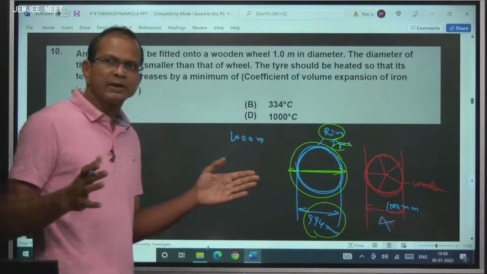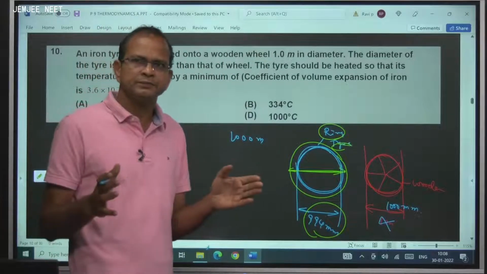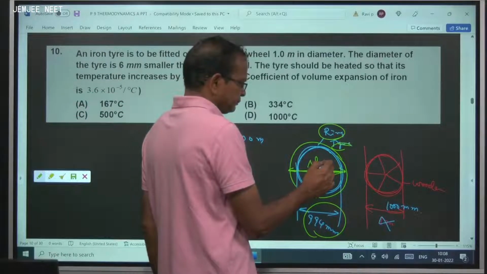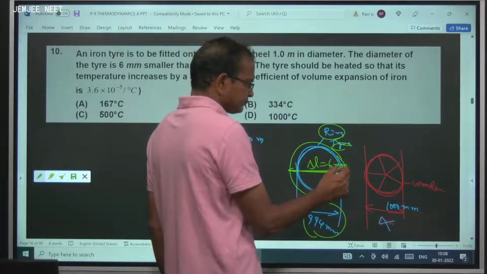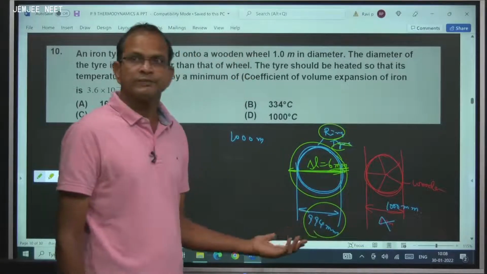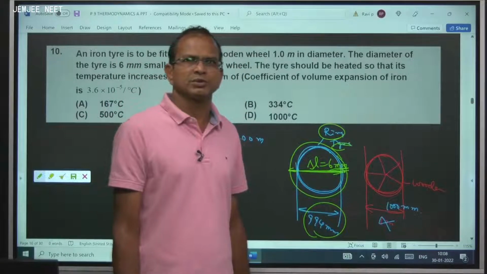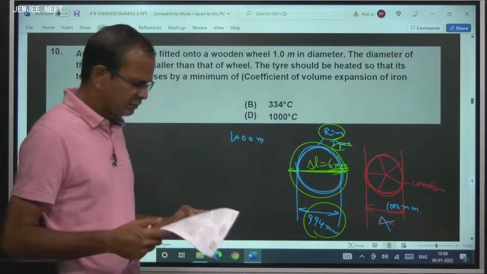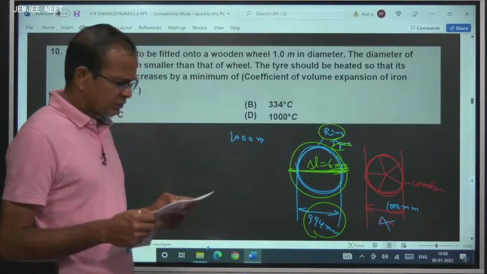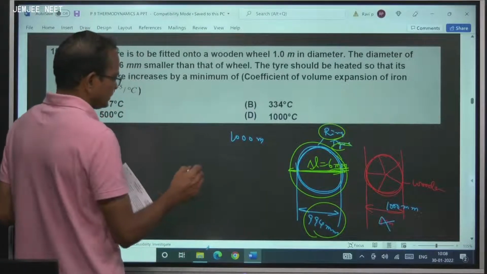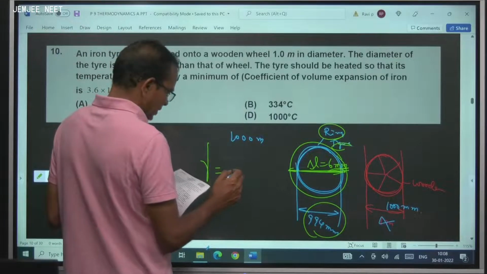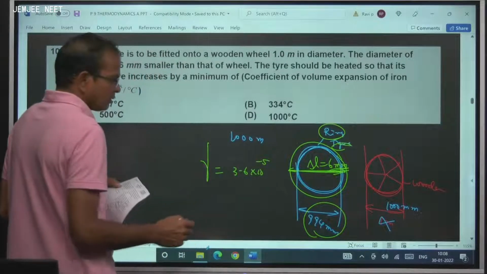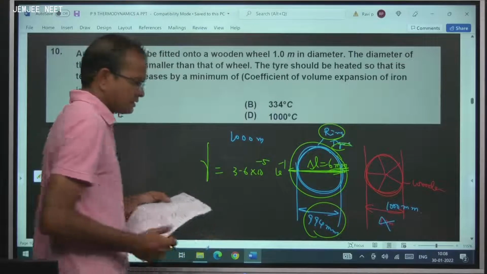How much do you expect it to expand? 6 millimeter. Once it expands, it's done, we can lift it and put it over. Now they are asking for the temperature, simple. What quantity is given to you? Coefficient of volume expansion is given. Gamma of a metal, whatever it may be, 3.6 into 10 power minus 5 per Kelvin or per degree Celsius.